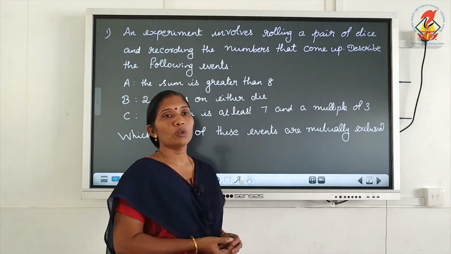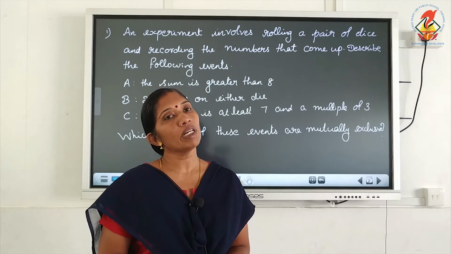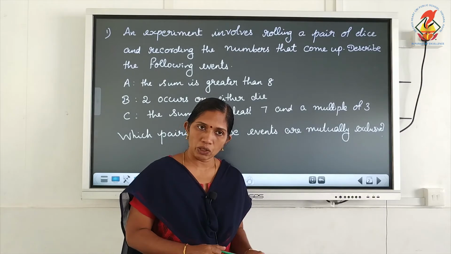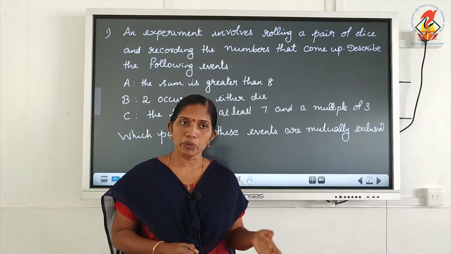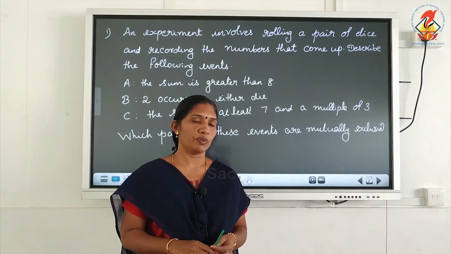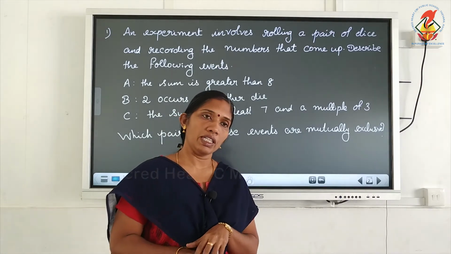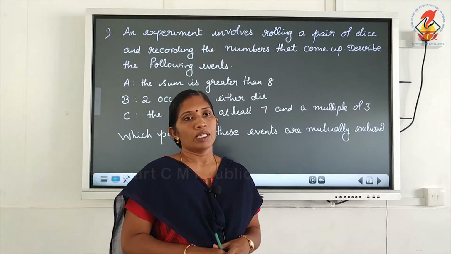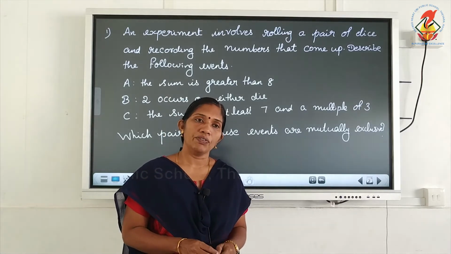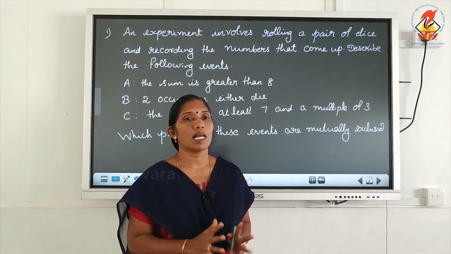Then mutually exclusive events. Two events E and F are said to be mutually exclusive if they are disjoint, or E intersection F is equal to the null set. In terms of probability, we can say that P of E intersection F is equal to 0. That is mutually exclusive. Then exhaustive events: E1, E2, etc., En are said to be exhaustive if E1 union E2 union etc. union En is equal to the sample space.